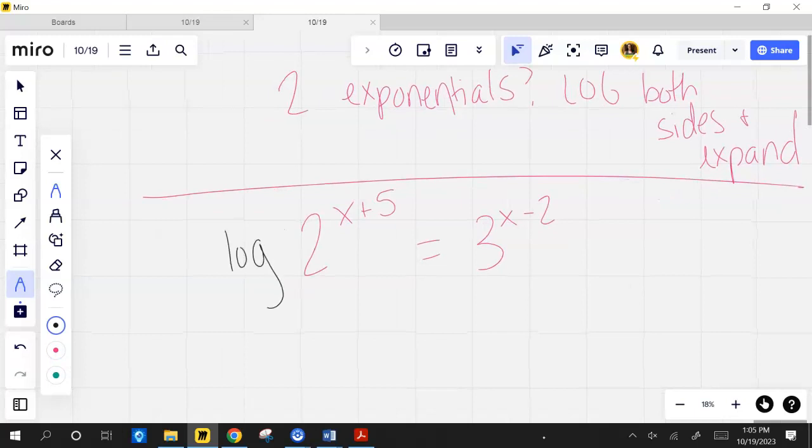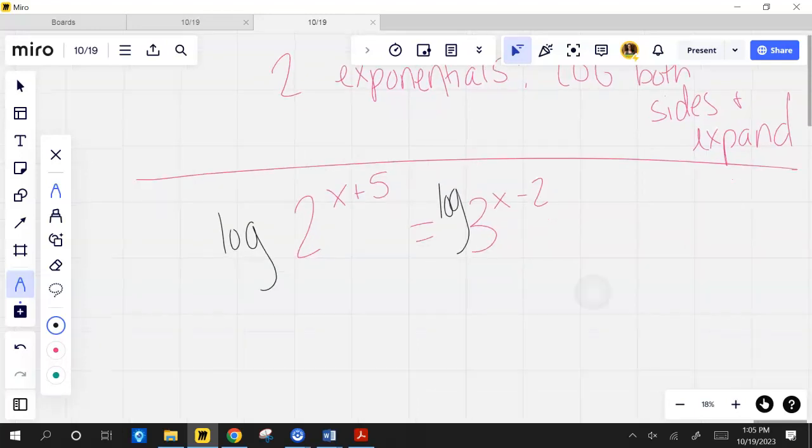I'm going to do the log of both sides, and I'm just going to do a common log, a log base 10. So, because whatever I do, I can do the same thing as long as I do it both sides, right? I can do whatever I want. So if I make this log 2 to the x plus 5 equals log 3 to the x minus 2, my base here is 10, right? Because I've just used a common log. You could use ln, you could use whatever.